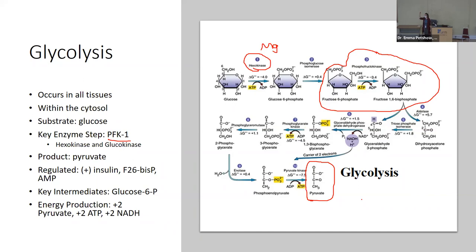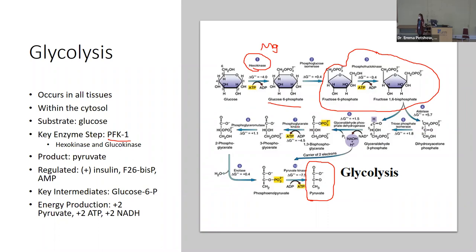But essentially, all of the processes that upregulate it are trying to get glucose out of the blood and into usable energy. That's our big purpose, our big goal here. A key intermediate then is glucose 6-phosphate. Why is glucose 6-phosphate a key intermediate in glycolysis? Because once glucose gets converted into glucose 6-phosphate, it can't leave the cell.